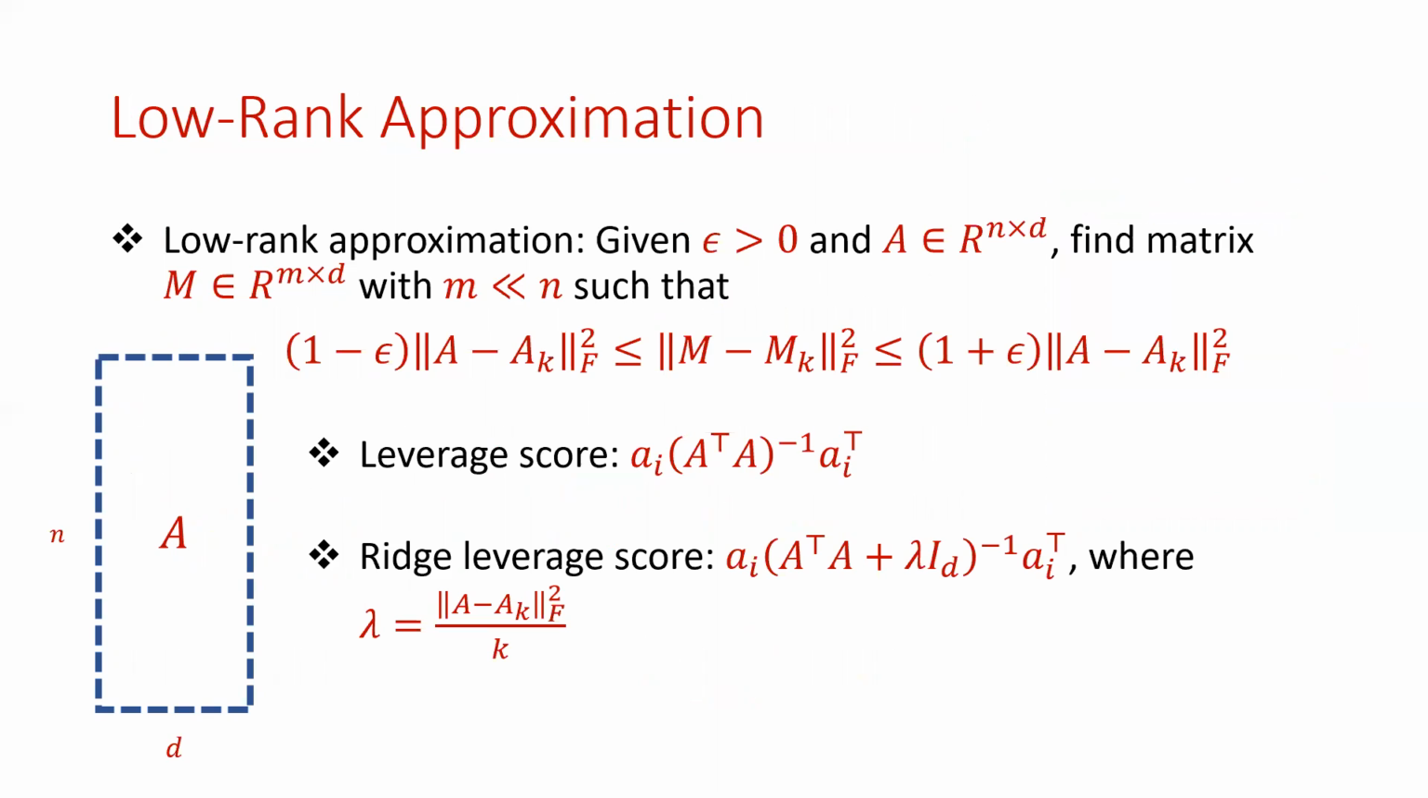So we want to use this template to look at other problems. And the first problem we'll consider is low rank approximation. In this problem, we're given another accuracy parameter epsilon, and the goal is to find a matrix M with many fewer rows compared to A, such that the best rank K approximation to M is roughly the best rank K approximation to A.